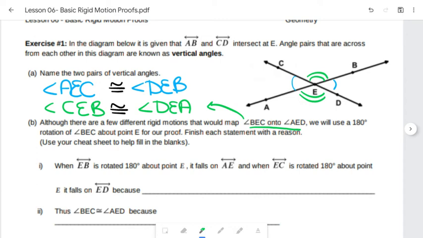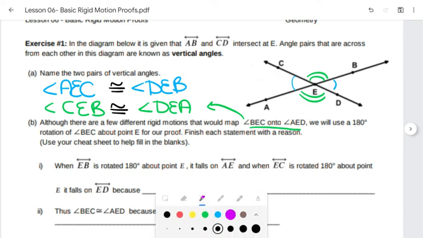There is a cheat sheet posted to Google Classroom. I'm not going to go back and forth to use it, but it's something that I would look through later. But if I'm going to start here, we're going to have that the line EB is rotated 180 degrees about point E, and it falls on AE. And when EC is rotated 180 degrees about point E, it falls on ED.